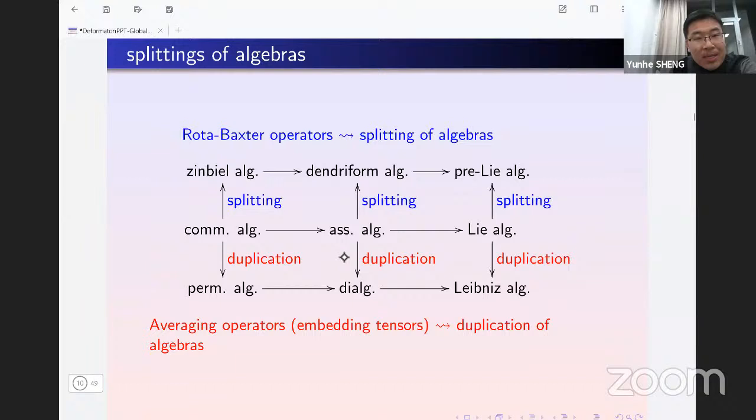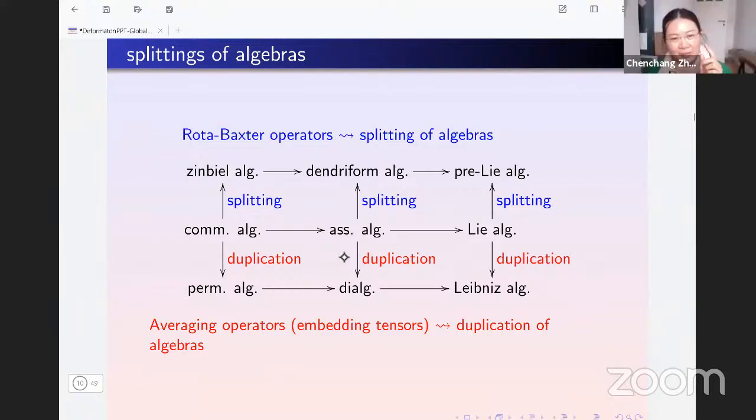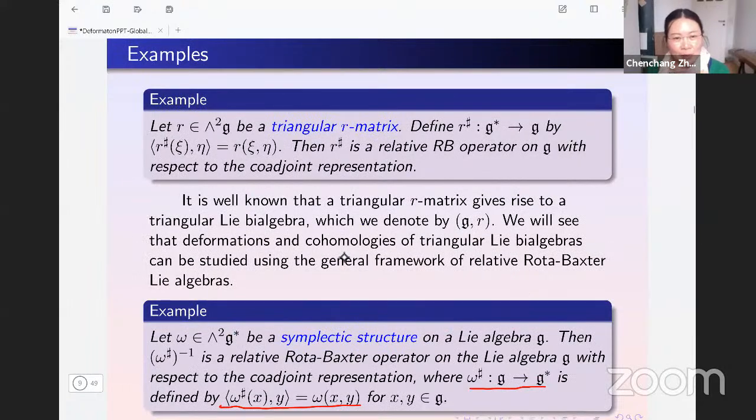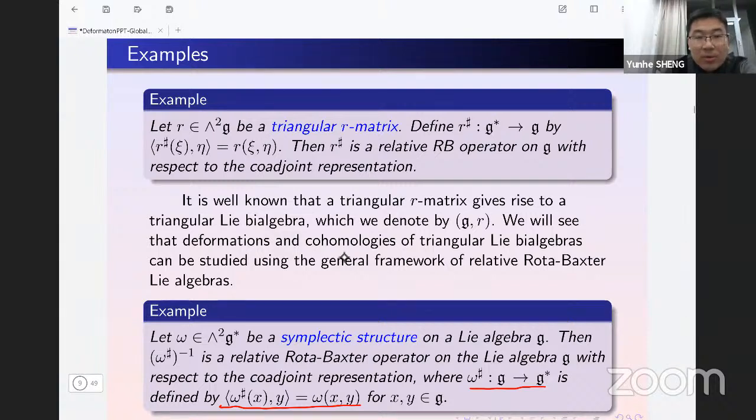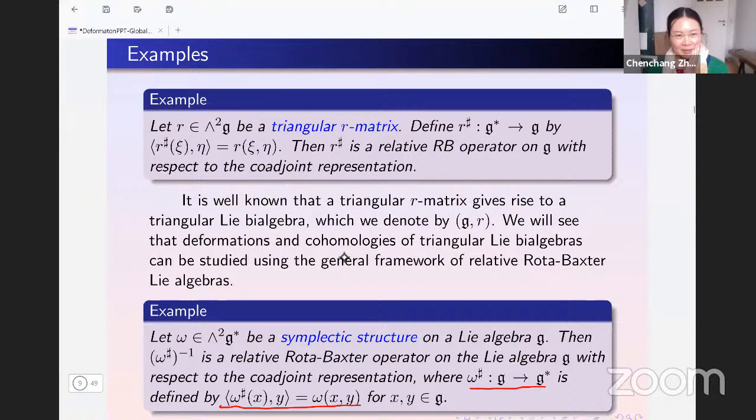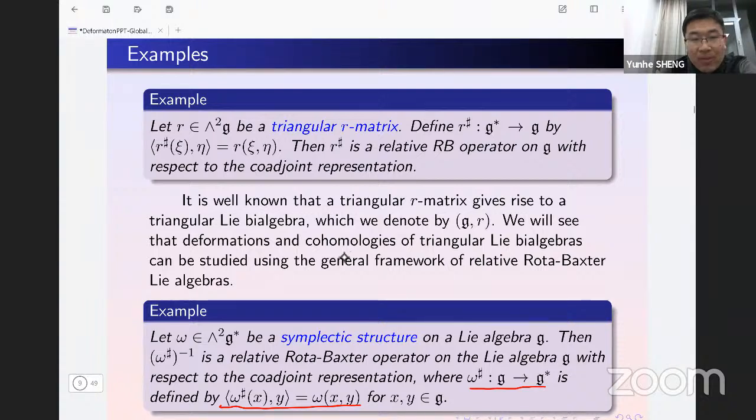Besides other applications of relative Rota-Baxter operators, I would like to mention the following. You know the R matrix, is that weight 1 or weight 0? Weight 0. So in the sequel, we will only consider the weight 0 case. Weight 0 will really be the solution of the Yang-Baxter equation, right? Yeah. And the weight 1 case corresponds to a modified Yang-Baxter equation. But in this talk, we will only consider the weight 0 case, which corresponds to the triangular R matrix.